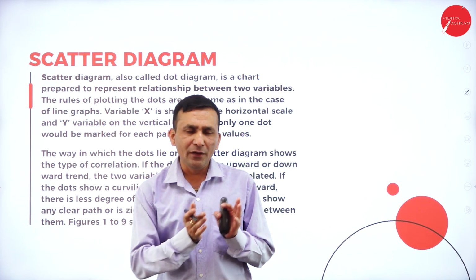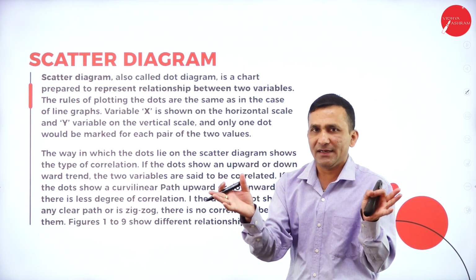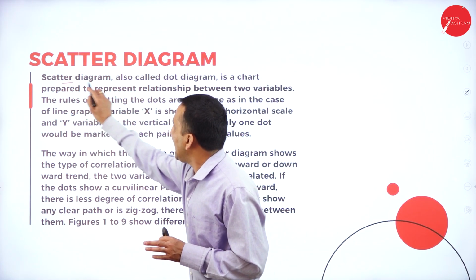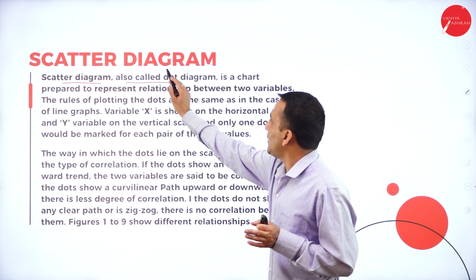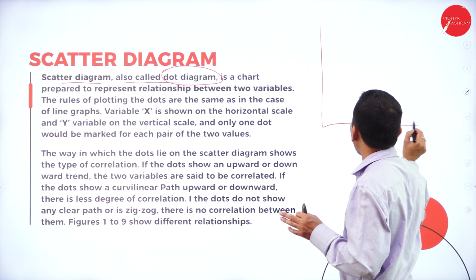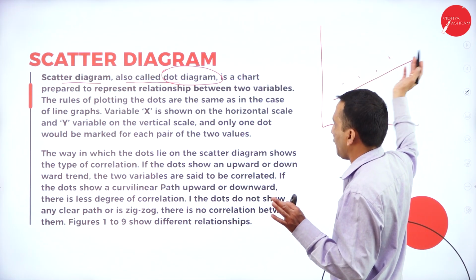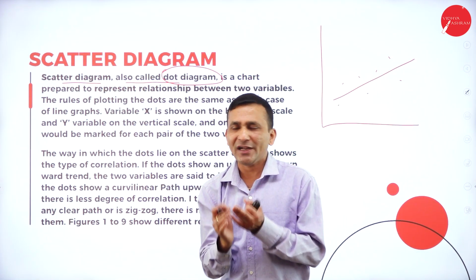So what do we mean by the scatter diagram? Scattered means the data is spread. The scatter diagram is also called a dot diagram. Dot, because you use the y-axis and x-axis and plot using a dot. Only dots we are finding; that's why we call it a dot diagram.